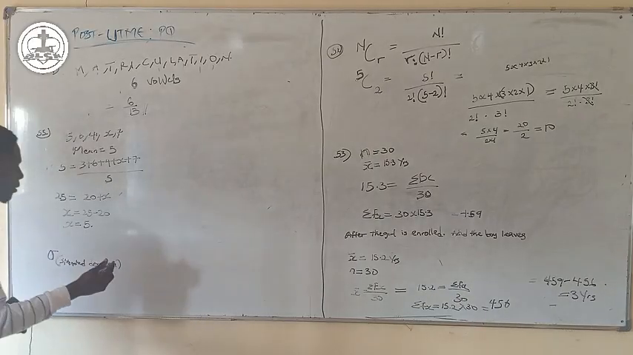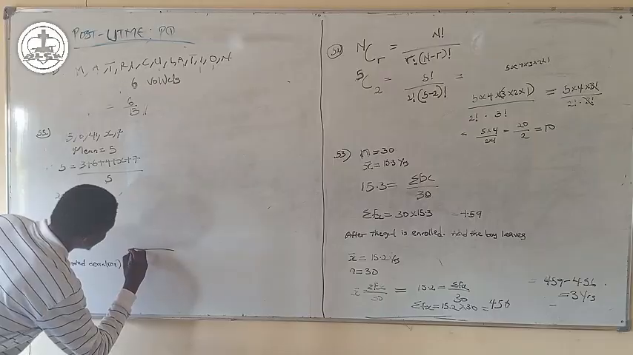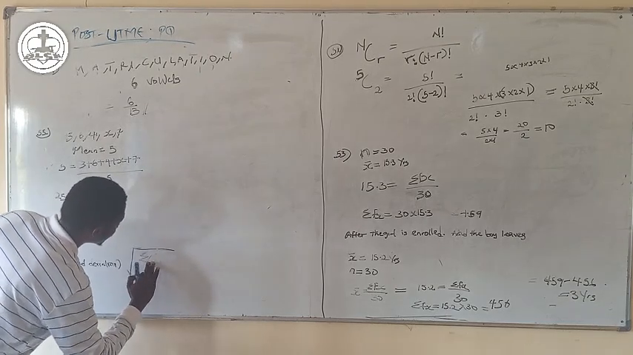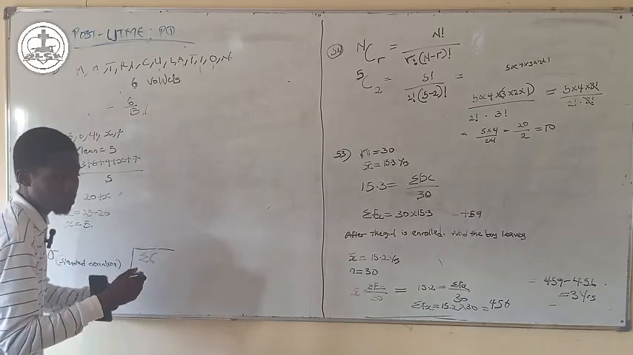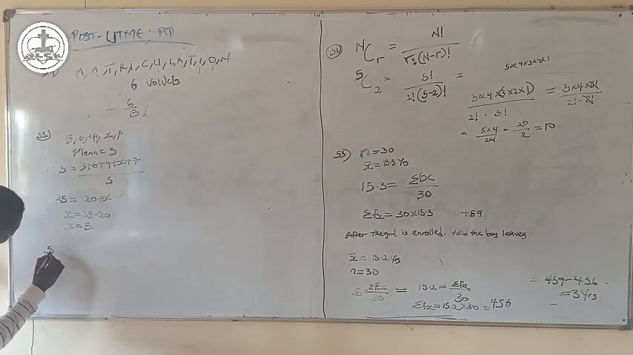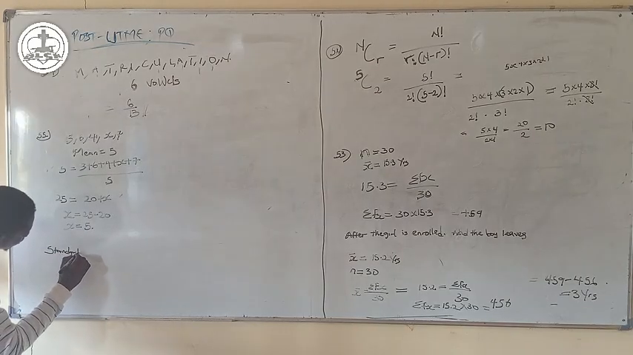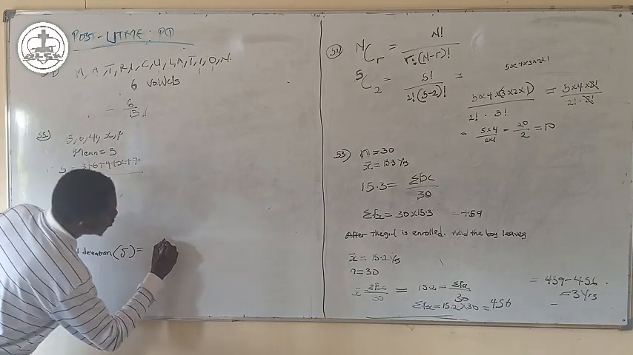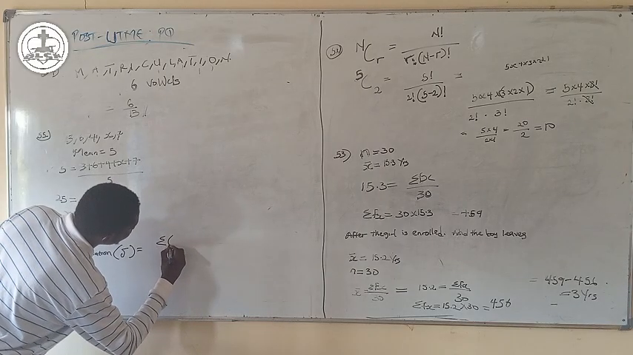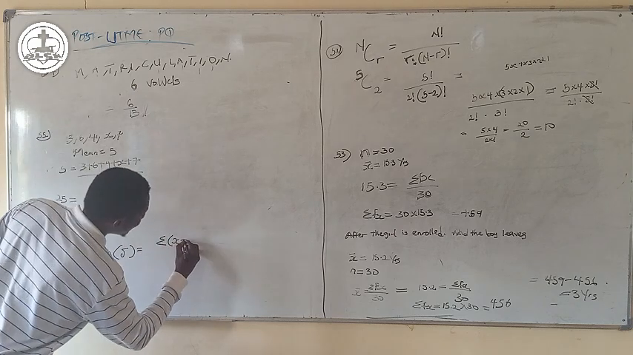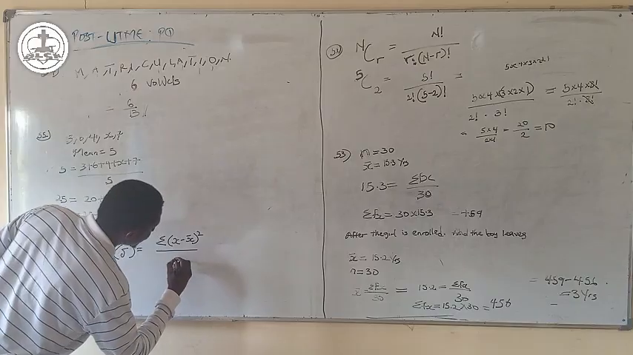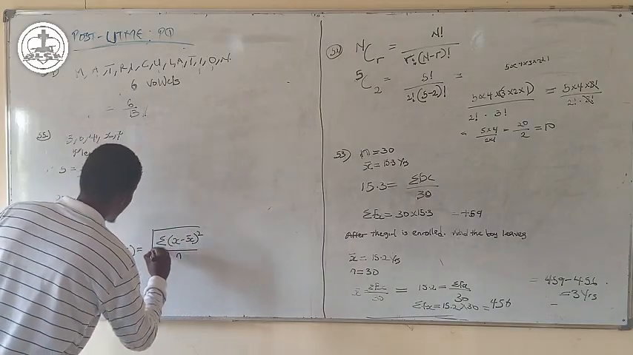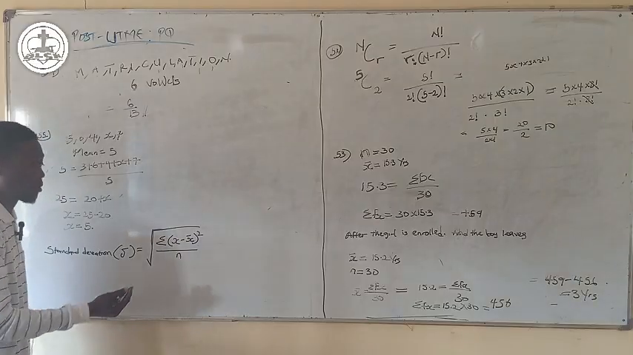The formula for standard deviation is the square root of the summation of x, which is the individual variable, minus the mean, all squared, everything divided by the number of variables, which is n, or summation fx, whatever the formula, then everything is rooted. So this is the formula for standard deviation.